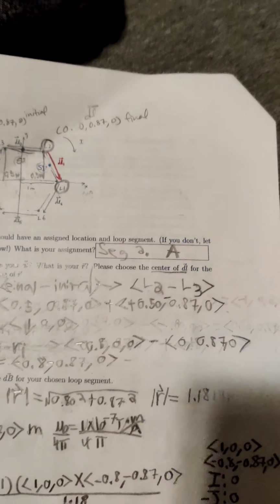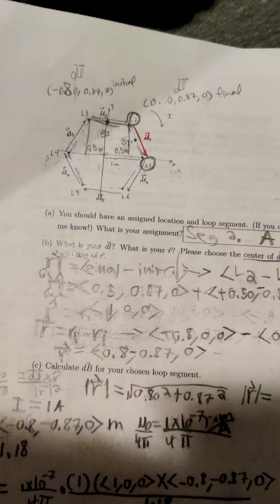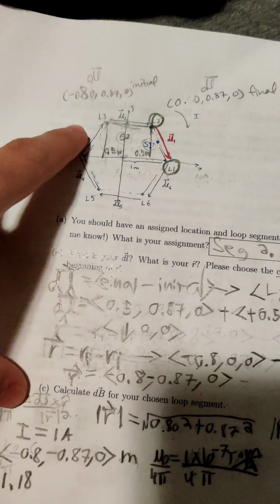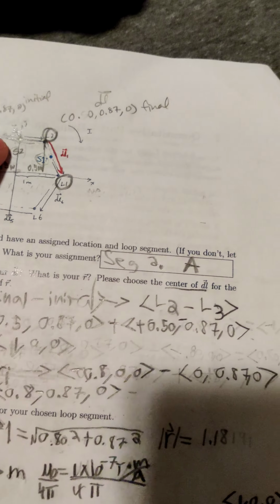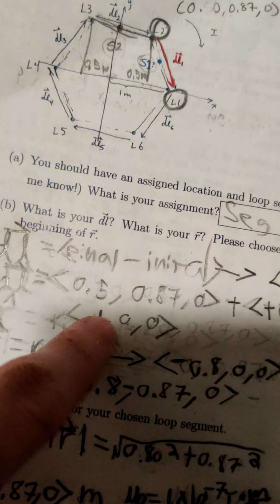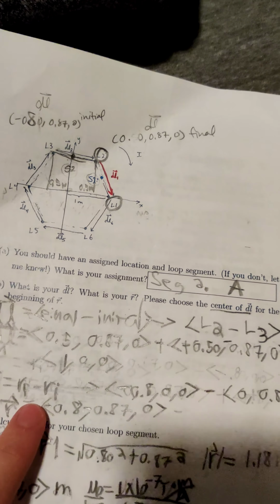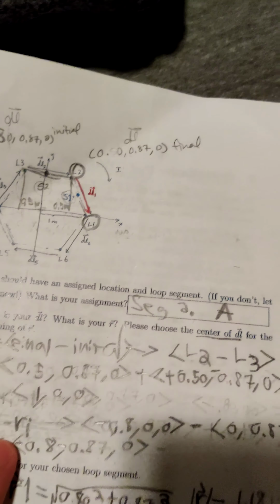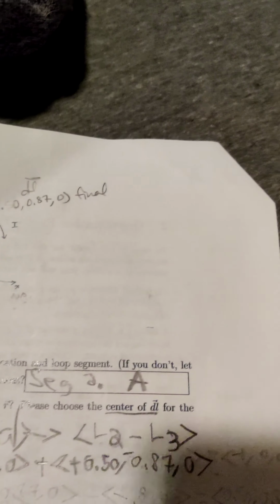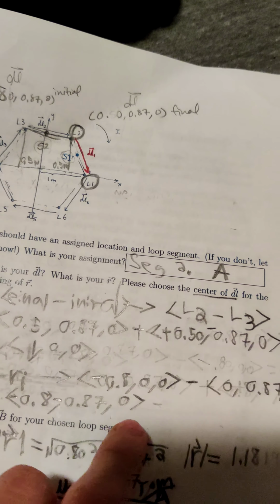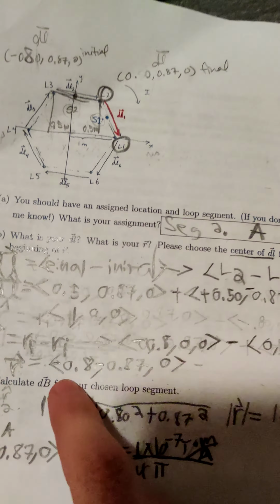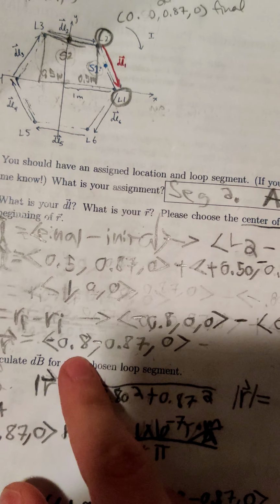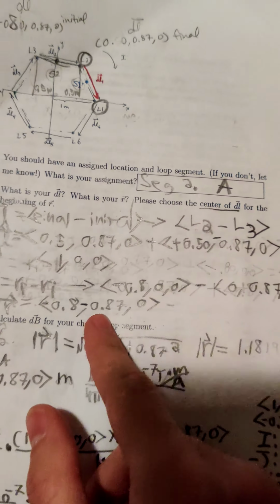Now let's begin. I was given segment 2 on point A, and to find my dL I did my final point minus my initial point, which is L2 minus L3, and this is how I was able to get my answer right here for dL. And for R I needed to do the R final minus the R initial vectors, so that's how I did it, and my R vector came out with a negative direction in the X direction and a negative direction in the Y direction.